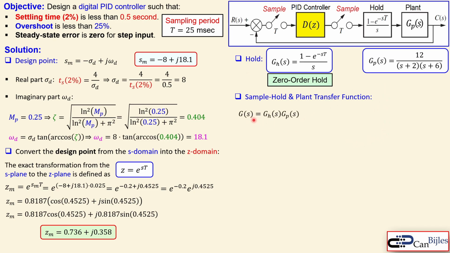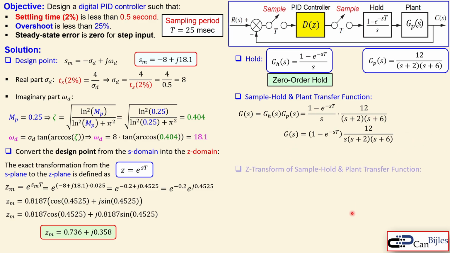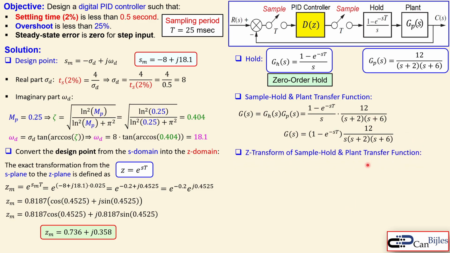So GS, the total transfer function here, is the hold times the plant transfer function that is shown here. Now we can rewrite this in this format, so you get this in the denominator, and also 1 minus e to the power minus sT here. Now we need to take the z transform of this expression, of the sample, hold, and the plant together. So G(z) is our z transformed version of our plant, which is expressed in this format. There is one thing we can do here in order to shorten our calculations. We can take out this 1 minus e to the power minus sT outside this z transform operation.